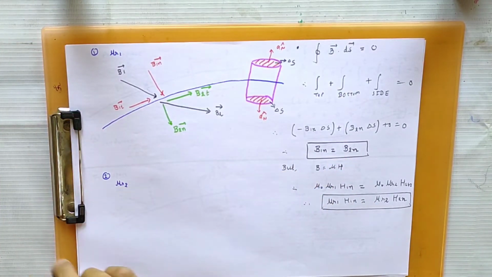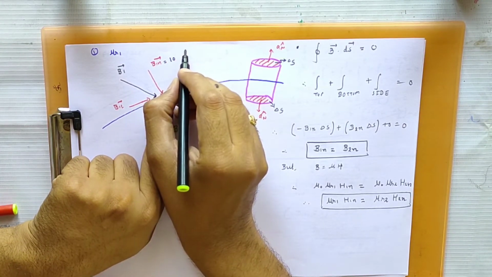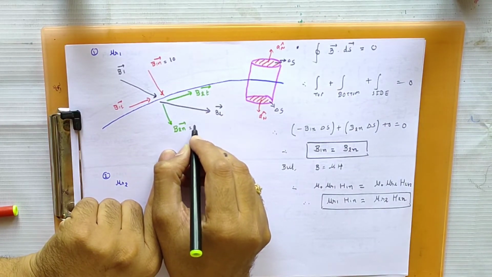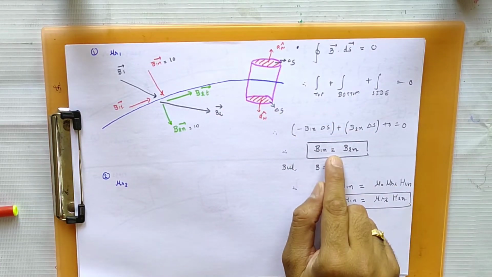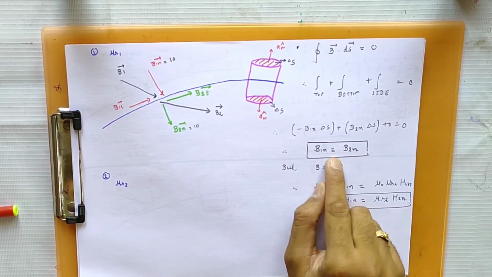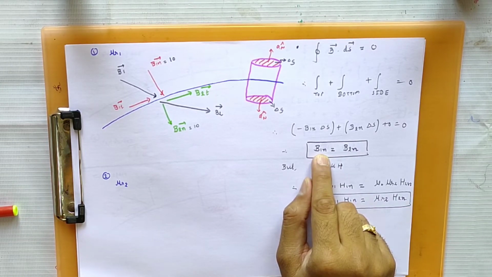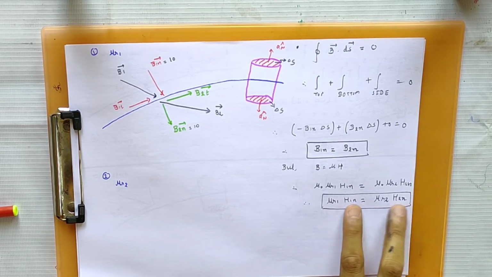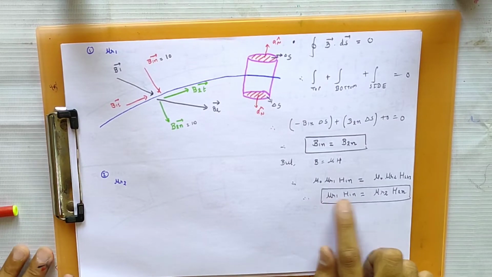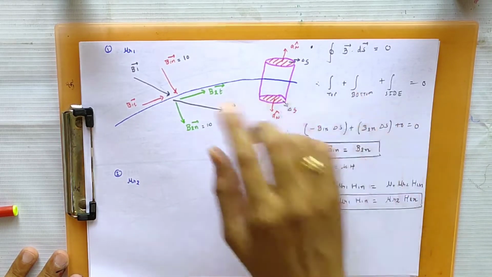For example, suppose the B1n vector has a value 10. The same value, 10, is present in the second medium, so it is known as a continuous component. So B1n is equal to B2n. The normal component of magnetic flux density is continuous, but the normal component of magnetic field intensity is discontinuous. These two are not the same due to different mu r1 and mu r2. So here we have the relationship between the normal components.